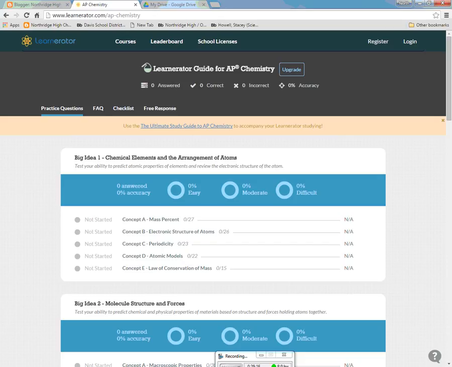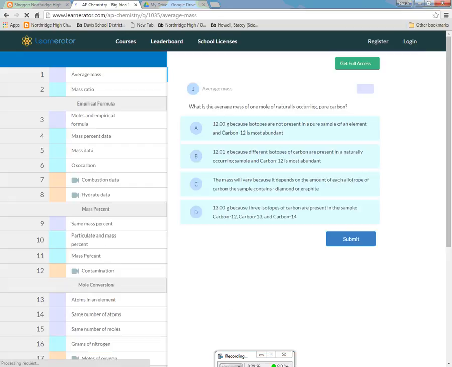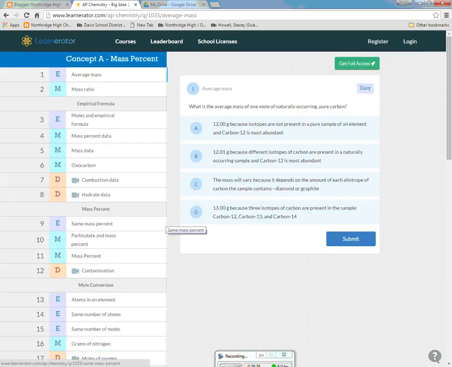Today and next time, we are going to be working on this. It's a bunch of little tests. Under the blog, click Learnerator. You go through, read your question, pick your answer, and submit. Do we all start with concept A? Let's do it. I think it keeps track of where you finish.